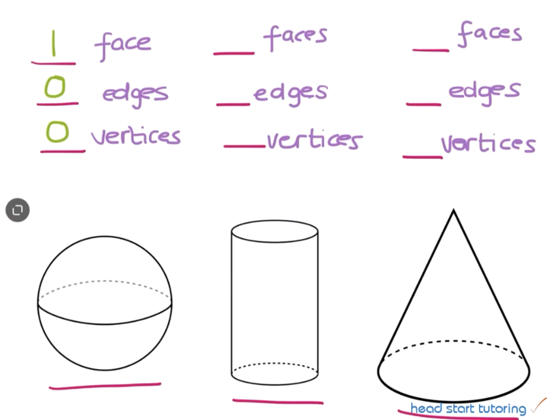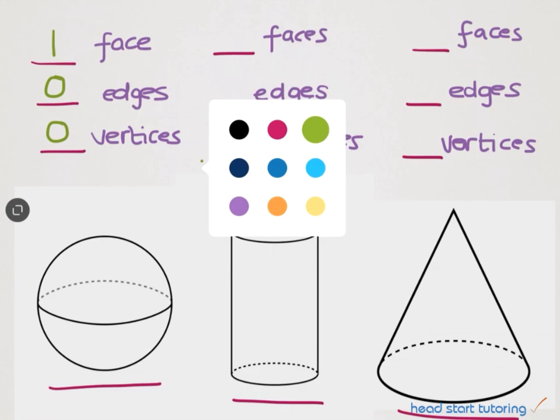That would be exactly the same as our ellipsoid, which looks more oval. It is a more oval circular shape, and it looks a bit like a rugby ball. So our ellipsoid, which looks a bit like a rugby ball, will also have one face and 0 edges and 0 vertices.